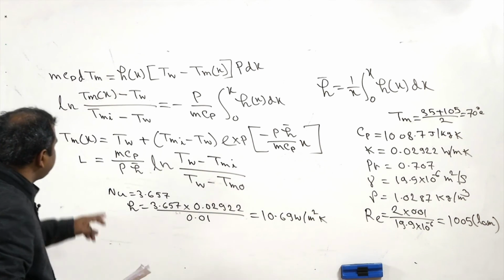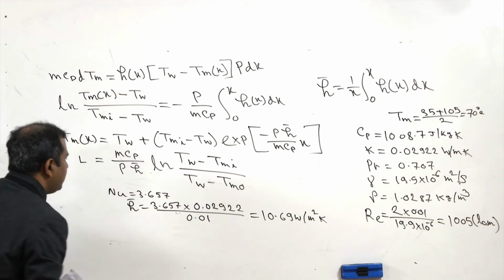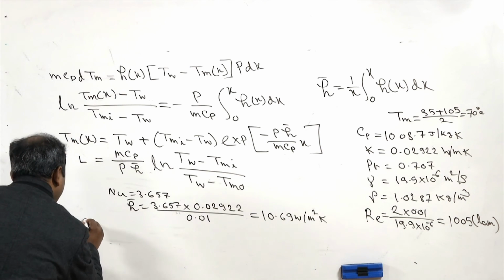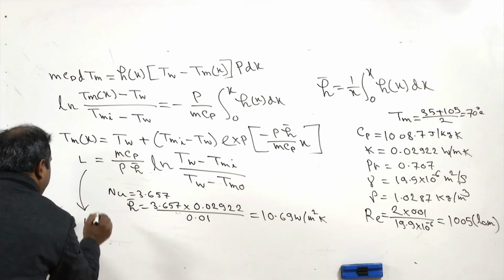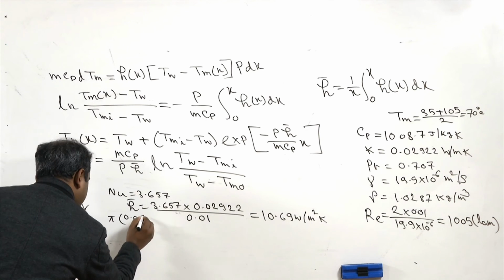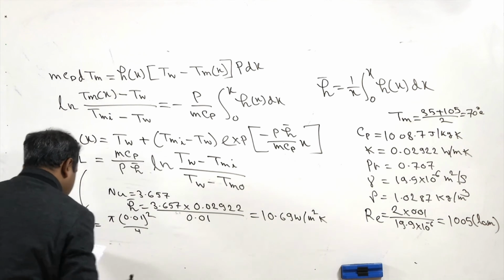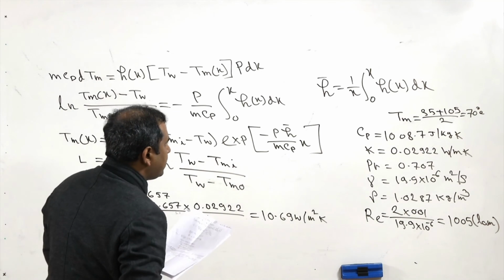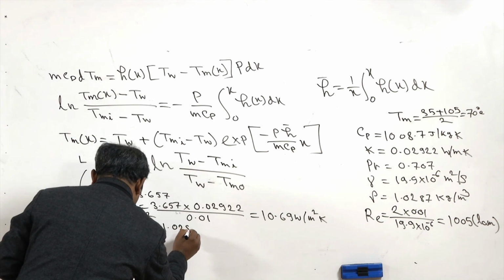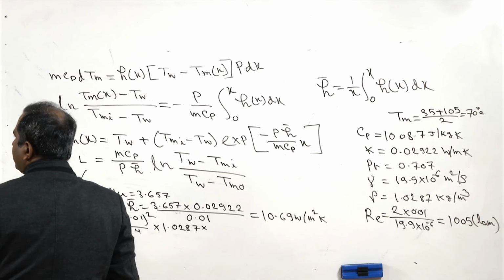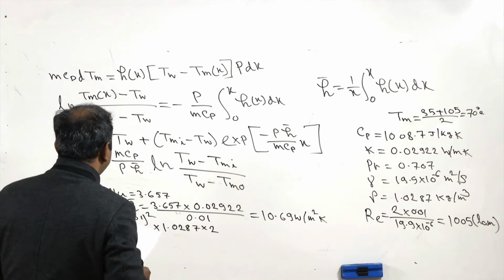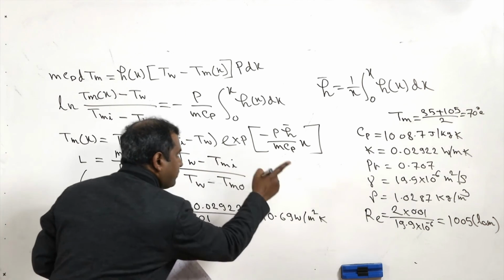So, now we have everything in this equation. H bar was required, so this is H bar. Now, we can put everything over here. So, let me write down L once again from here. L is nothing but pi into d square, d is 0.01, square, by 4, into rho, the density for air, 1.0287. Velocity is 2 meter per second. So, this becomes your m, and then Cp.